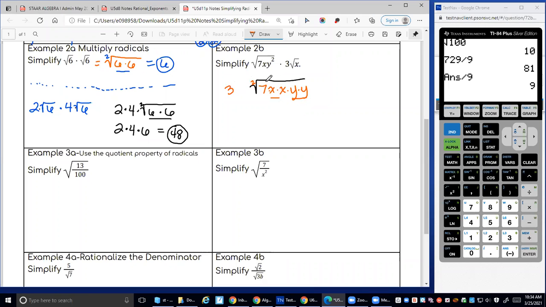So the 7 does not have a group of 2. There's not 2 7s. So that one's going to stay home. I like to think of this as a little house. Now I have the 3. He was born outside. He's going to stay outside. I have a group of 2 x's. So the x will pop out and it's just one x, right? If I have a group of 2, only one of the factors pops out. And then again, the same with the y. And ladies and gentlemen, we are done.